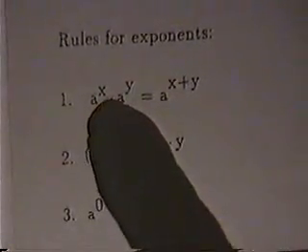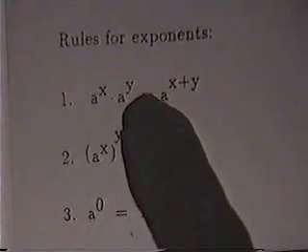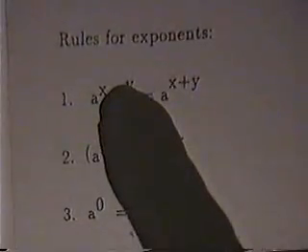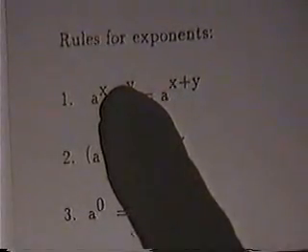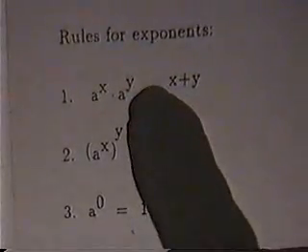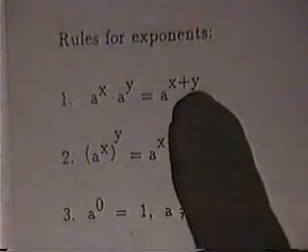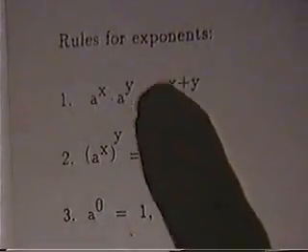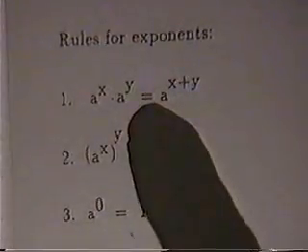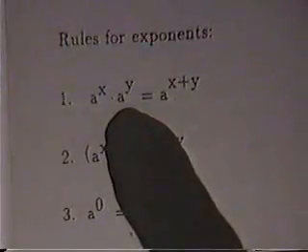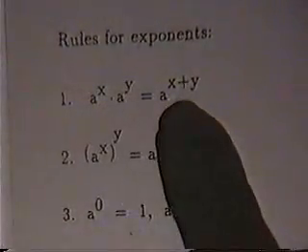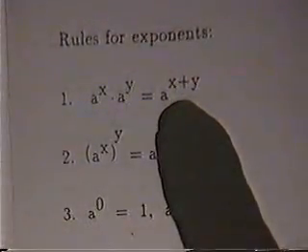So if I have A to the 3rd power and A to the 4th power, well, A to the 3rd power means A times A times A. That's how many A's you have. Over here you have 4: A times A times A times A. So therefore you have 7: A times A times A times A times A times A times A. So when you're multiplying, bases are the same, add powers.